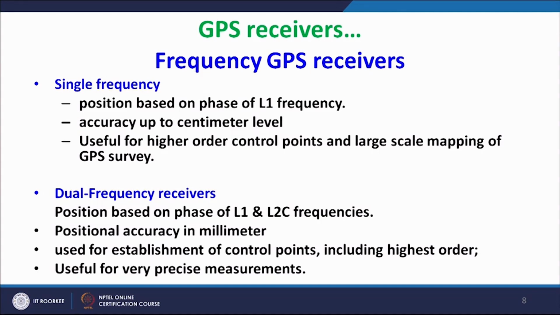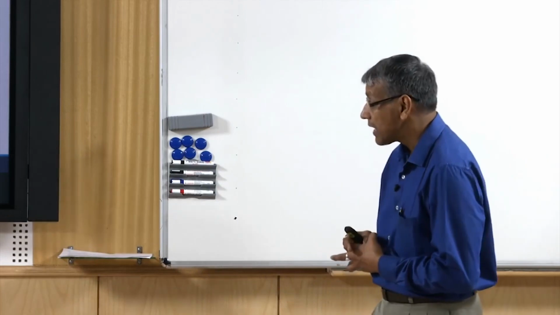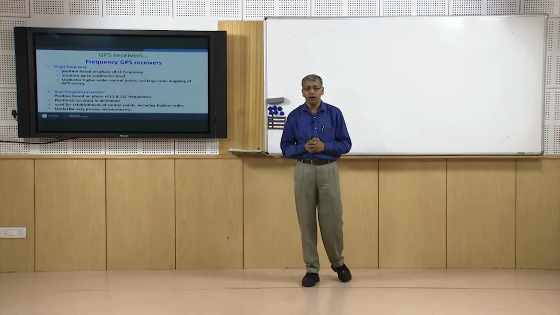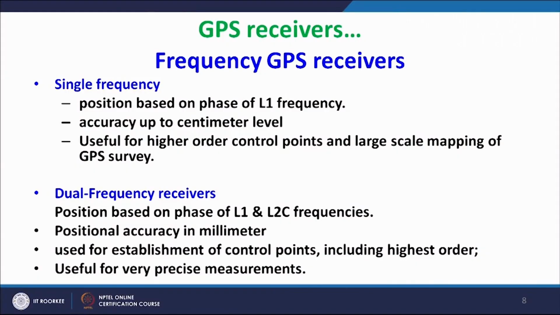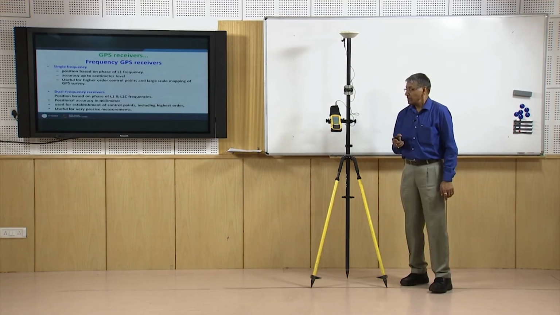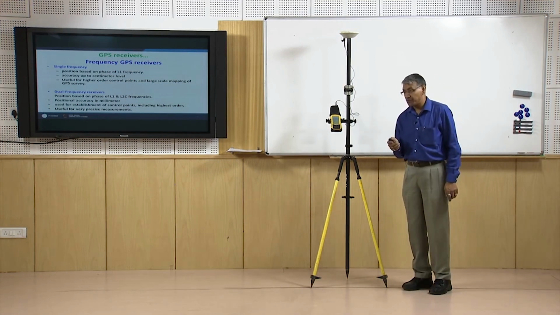Now this type of receiver provides accuracy at the centimeter level for planimetric positioning and decimeter level in height positioning. These types of receivers are useful for lower order control point positioning as well as large scale mapping purposes. Let me now demonstrate a single frequency GPS receiver to you.